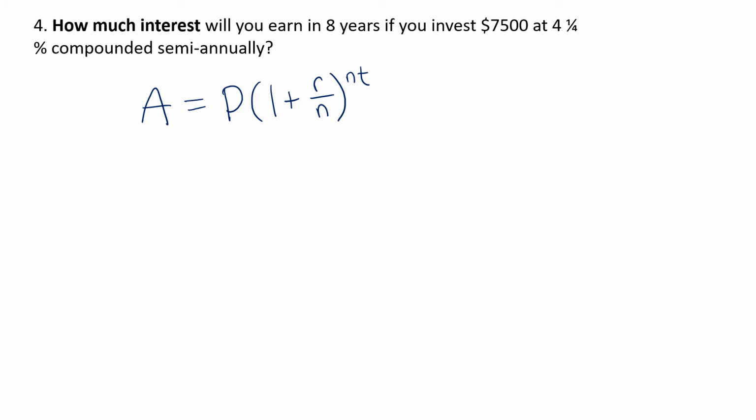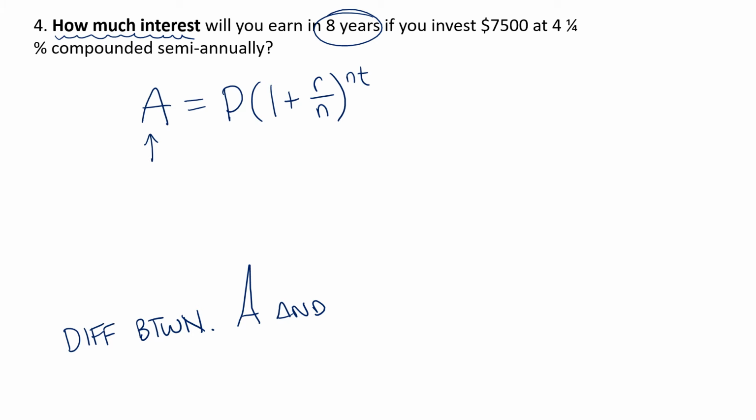The question is asking how much interest are you going to earn. So if you're trying to figure out how much interest you're going to earn, what we're going to have to do is find the amount that's in the account after 8 years. And then I want to know the difference between the amount that's in the account, which was going to be A, and the amount that I invested, which is the P, the principal, that is the interest earned.